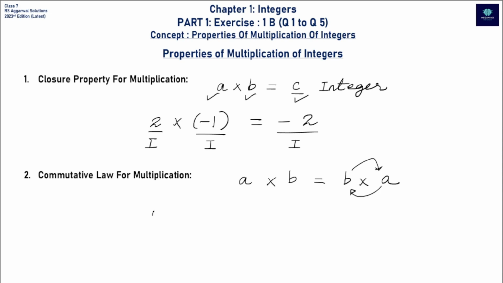Let us multiply 2 with minus 3. In this case, I am going to get my product as minus 6. And also let us check if I interchange their places, it means when b comes in place of a and a goes in place of b, then what is the product? So here also your product is going to be minus 6 only. So this is what commutative law states, that a into b will always be equal to b into a.